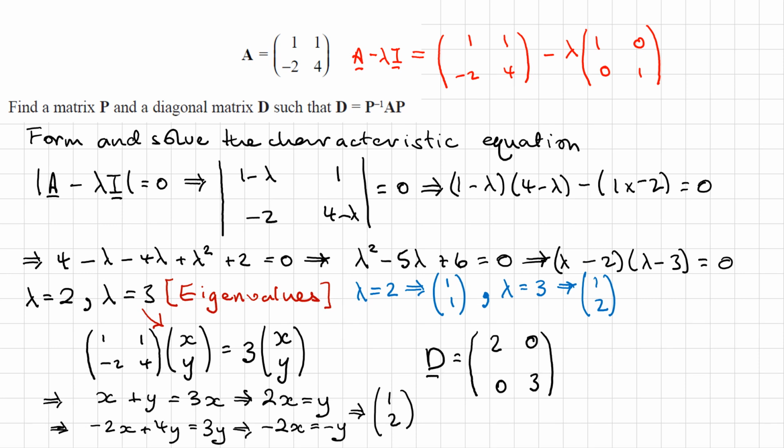And then P is made from the eigenvectors. Now these need to be in the same order as the eigenvalues. So 2 was the vector 1, 1. And the eigenvalue of 3 was the vector 1, 2. So there we go. This is one of many possible solutions because I chose particular eigenvectors. I could have chosen any multiples of those. And also I've put my eigenvalues with the 2 in the first column and the 3 in the second. It can be the other way around, but then your vectors here would also be the other way around.